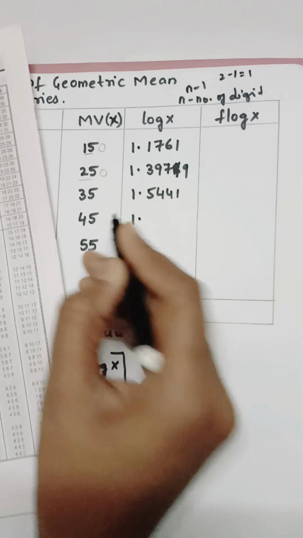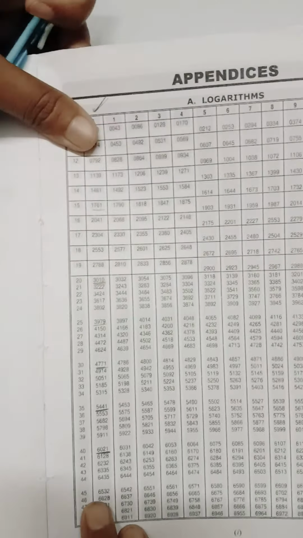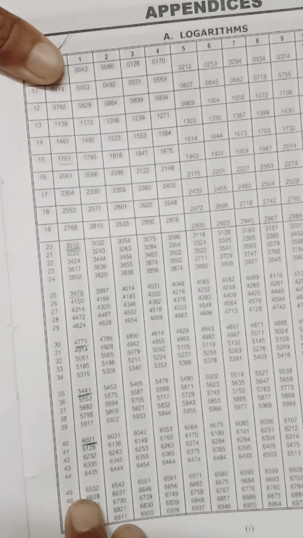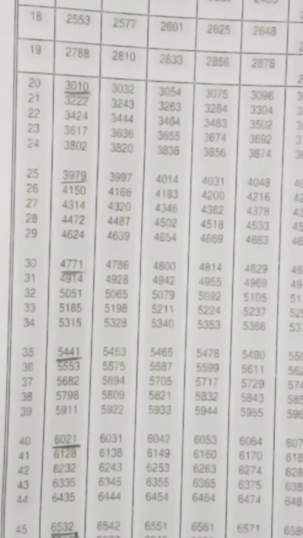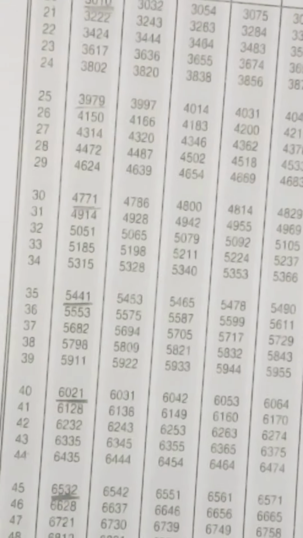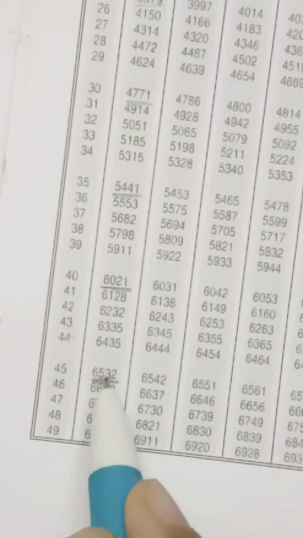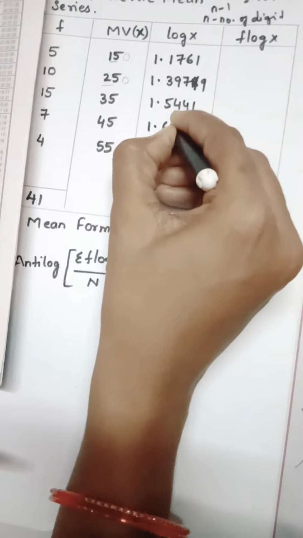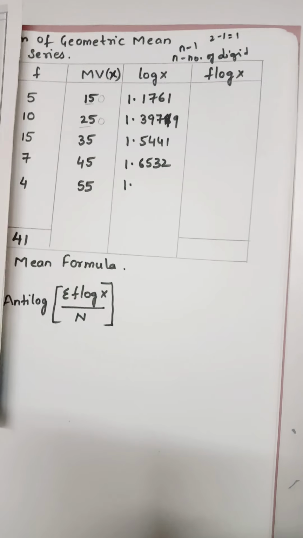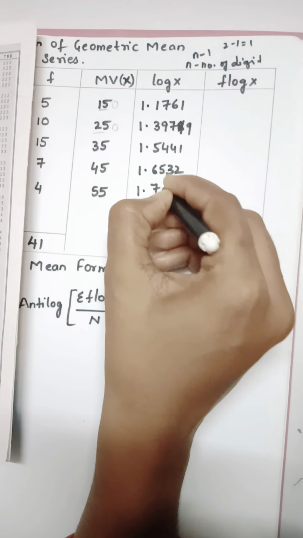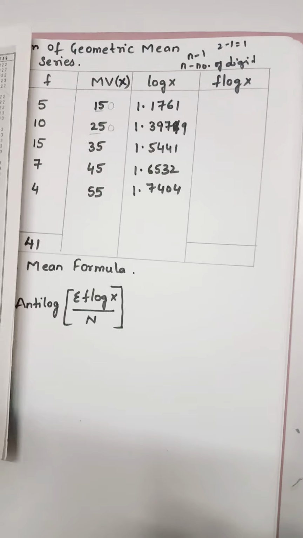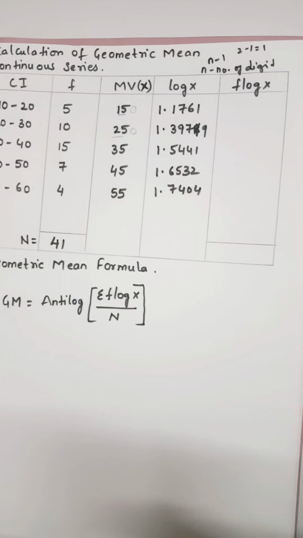Next, 45 at 0 is 6532. Next, 55 at 0 is 7404. Now we have the logarithm values.